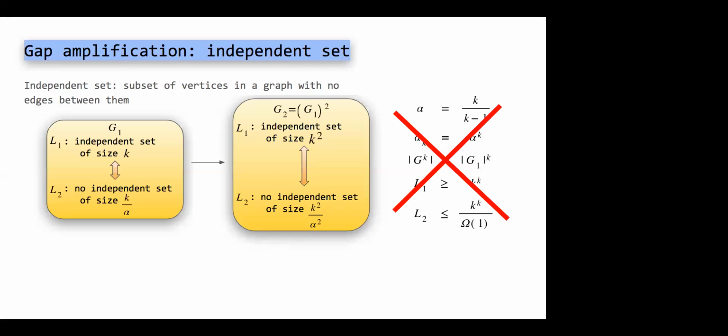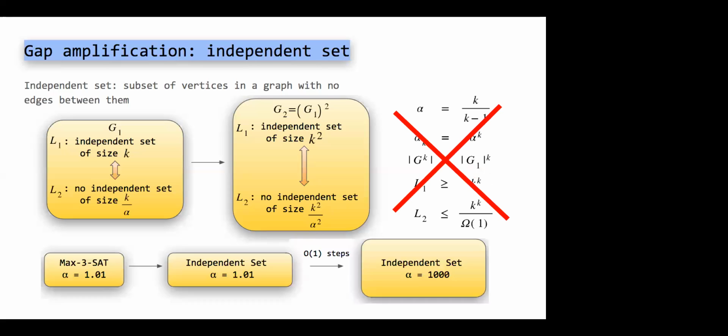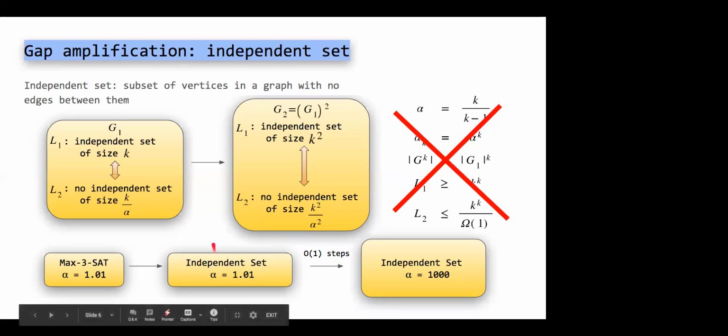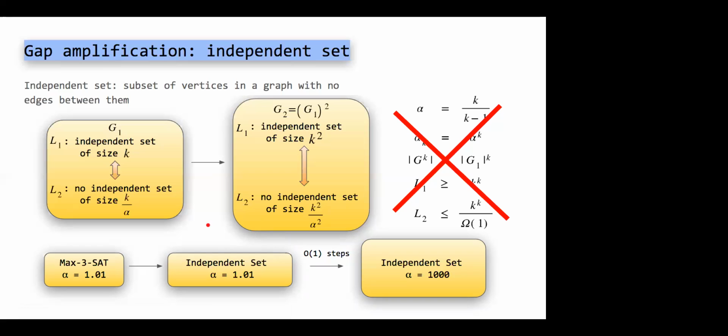And for the independent set, we can do something slightly different. Namely, we can start with the hardness of a gap version of Max 3-SAT with some small gap, which follows from the PCP theorem. And there is a reduction from Max 3-SAT to independent set, which also allows us to get a hardness for some small gap. And then we can use this reduction only a constant number of times in order to grow this gap from a small constant to a large constant.